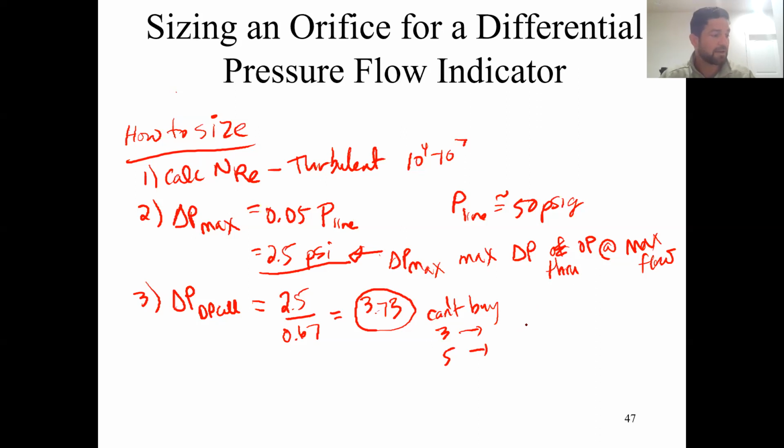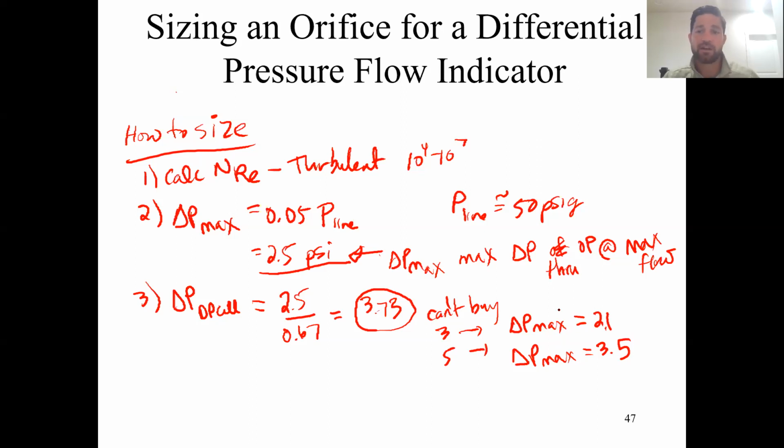Okay, so if we selected a 3, now our delta P max would be 2.1. If we selected 5, our delta P max would be approximately 3.5. But the thing here is, this is okay. Just because this is the maximum that we should be measuring on here doesn't mean we can't use it. So we could use either one of these.